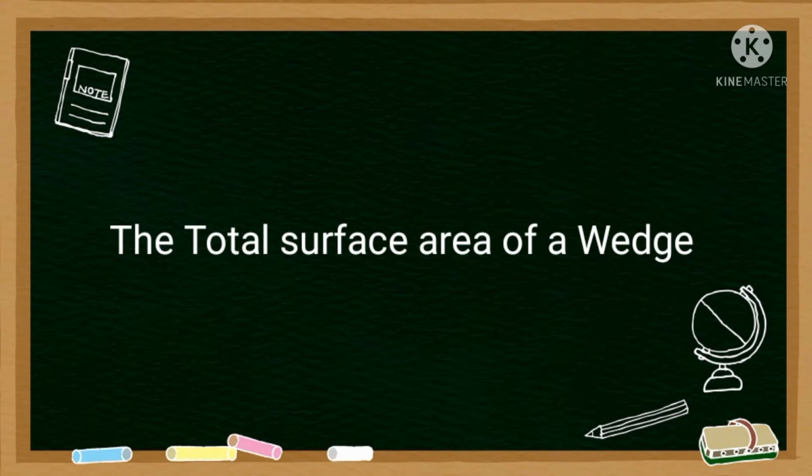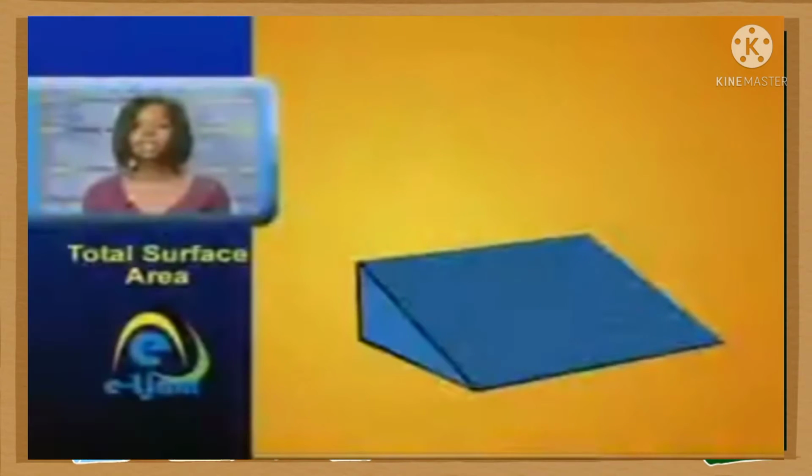Now we're moving on to the total surface area of a wedge. Another kind of prism is the triangular prism, also known as a wedge. Yes, that's right. Think of the wedge we use under a door. As the name suggests, it has a cross-section which is in the shape of a triangle.